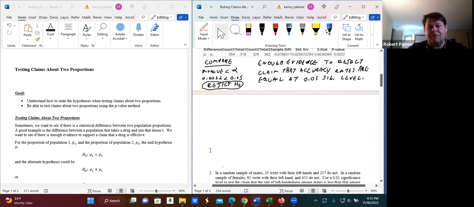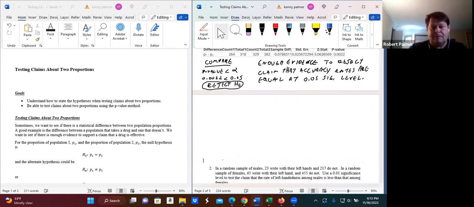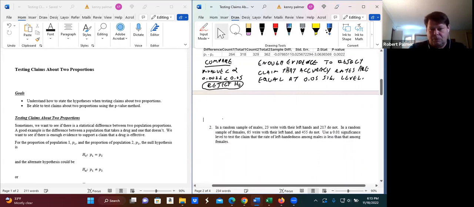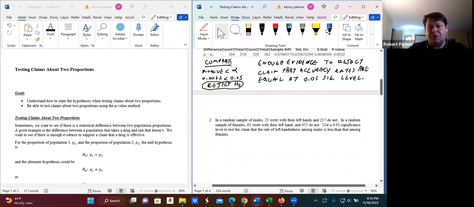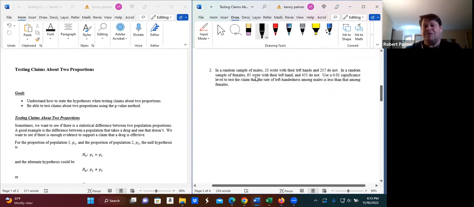Let's take a look at our second example. Okay, so this one says, in a random sample of males, 23 write with their left hands and 217 do not. In a random sample of females, 65 write with their left hand and 455 do not. Use a 0.1 significance level to test the claim that the rate of left-handedness among males is less than among females.